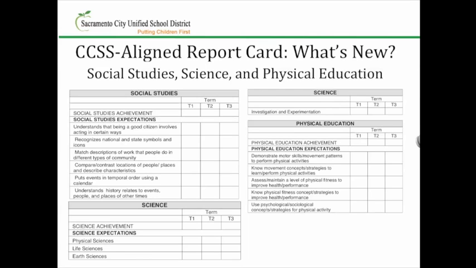Similar to English Language Arts and Math, Social Studies, Science, and PE are graded at the achievement level with a numeric grade of 4, 3, 2, or 1. Standards or content has been added under Social Studies expectations, Science expectations, and Physical Education expectations, and is graded with an alpha grade: O for outstanding, S for satisfactory, P for progressing, N for needs improvement, or NA if the area has not been addressed.